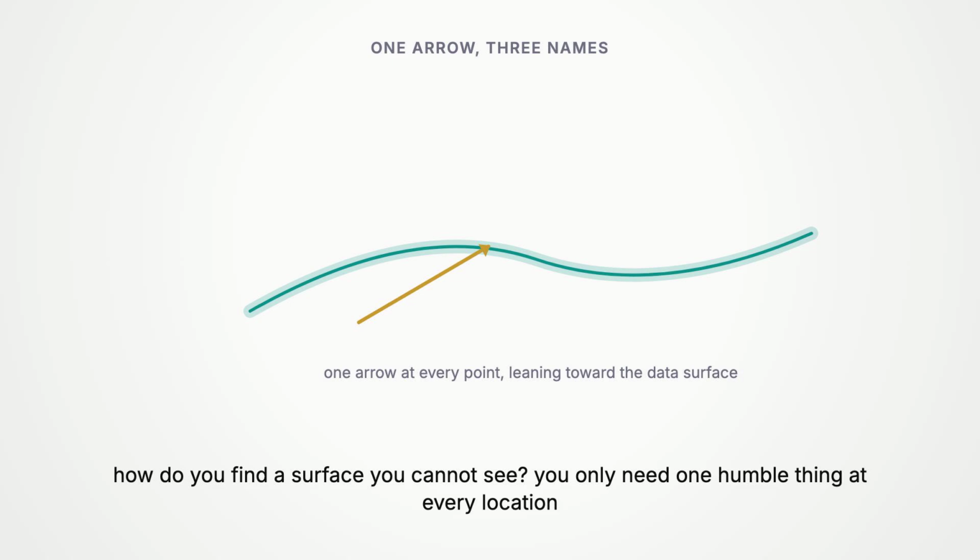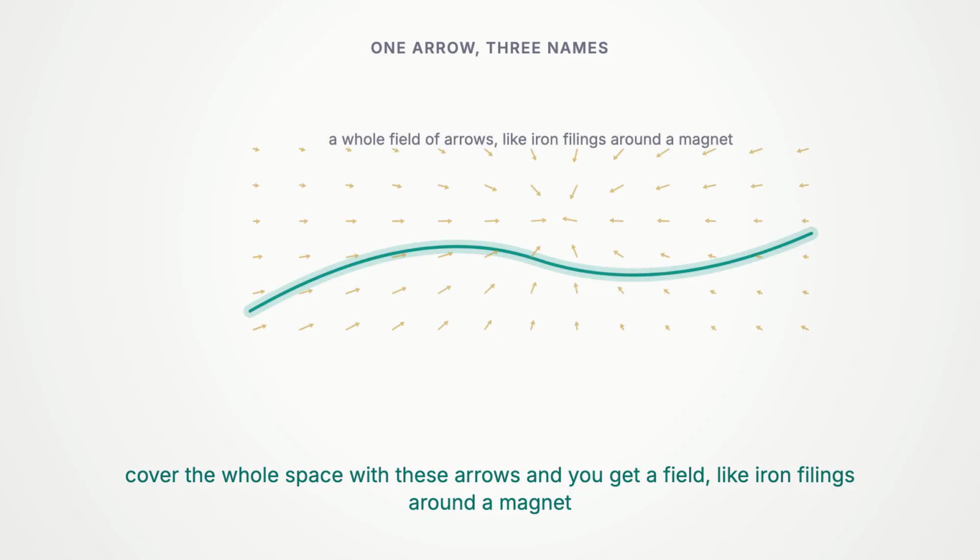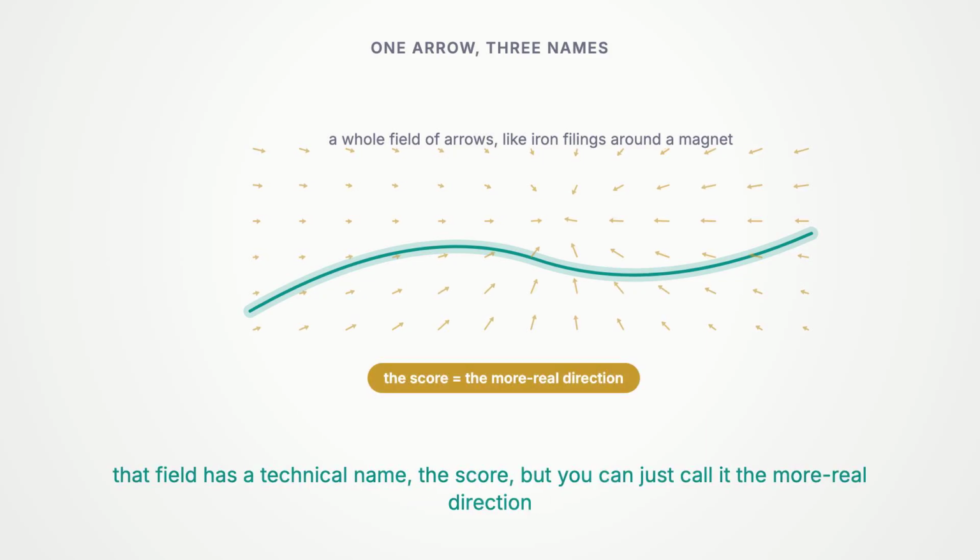So how do you find a surface you cannot see, starting from a random point in the dark? You do not need a map of the whole space. You only need one humble thing at every location. A single arrow that says, from right here, which way is more real. Stand anywhere in the void, and the arrow points slightly toward the nearest part of that data surface. Cover the entire space with these arrows and you get a field, like iron filings around a magnet, all gently leaning toward where real things live.